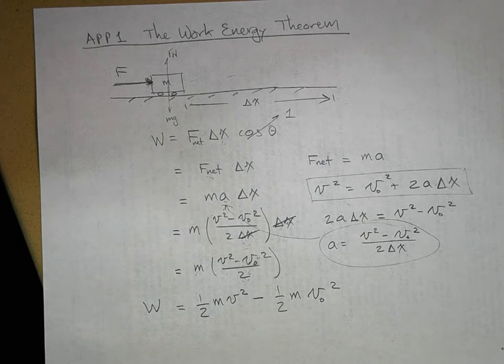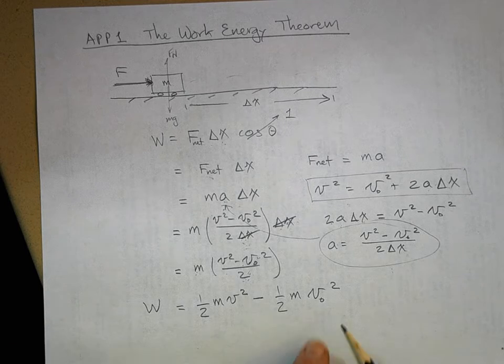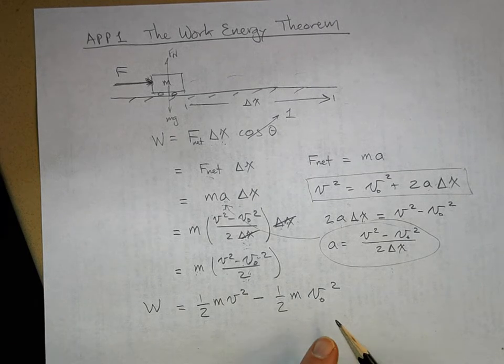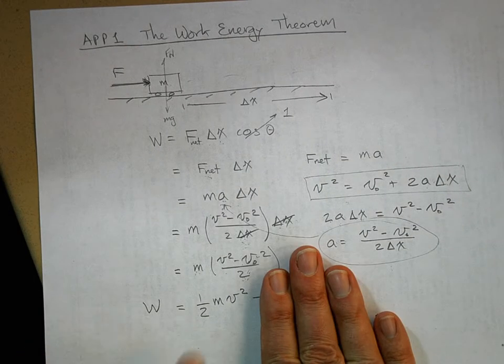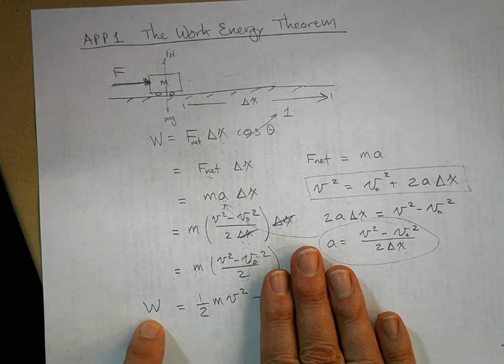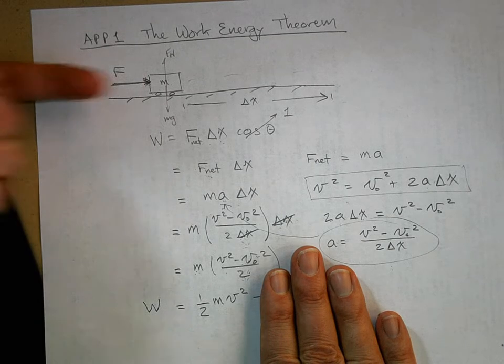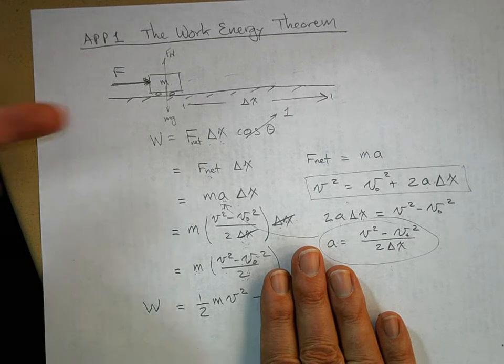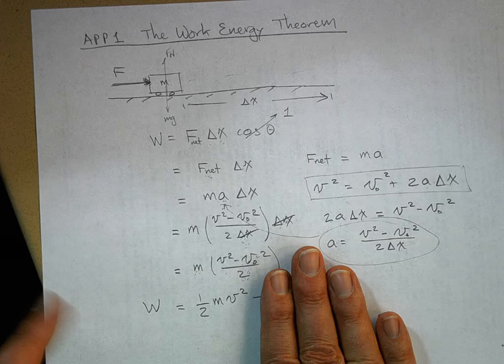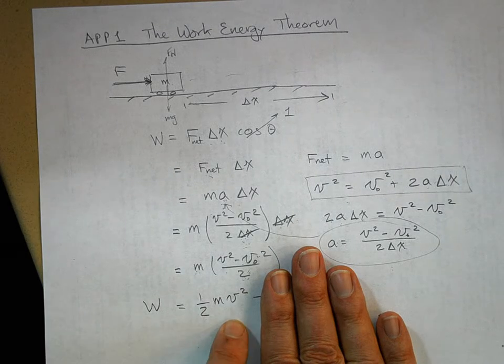Now this right here is very interesting. I did work. Now let's say the initial velocity was 0. V naught is 0. If V naught is 0, then all I've got is this, 1/2 m v squared. And this is the work I did. So I did work. I used energy from my body or whatever, and I pushed on this thing. And the result of my work was this, 1/2 m v squared.